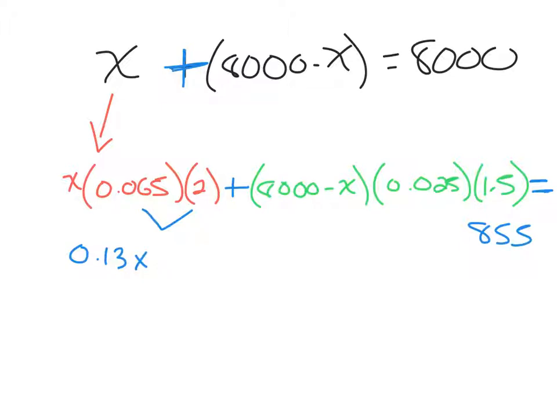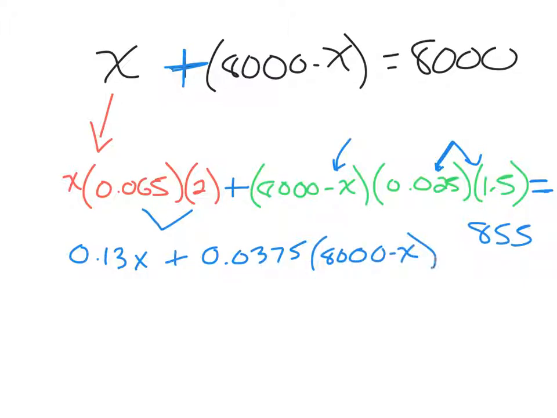So that's 0.13x. That is being added to what we have over there in green. Now, in green, since x is written here in the parentheses, I can't combine anything with that just yet. I'm going to go ahead and multiply these two like terms first. So 0.025 times 1.5 is actually 0.0375. I want to make sure I calculated that correctly. That's what I have written down. So let me see, 0.025 times 1.5. Yeah. And so it's that number times 8,000 minus x.